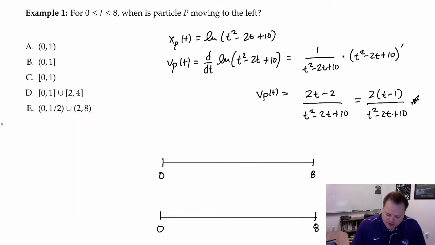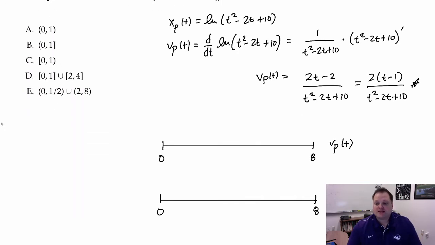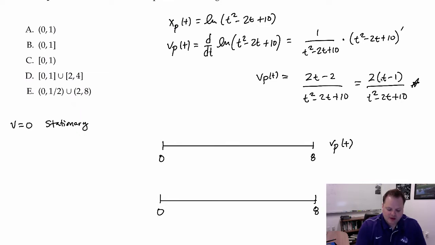Alright, so starting with particle P, which is the one that we just found. Looking at its velocity, I want to figure out the sign of its velocity, whether positive or negative. So it's clear that when t is equal to 1, the velocity is 0. Remember, if your velocity is 0, that means the particle is stationary. If your velocity is less than 0, that means the particle is moving to the left, which is what we want to find here. And if your velocity is greater than 0, it means the particle is moving to the right.